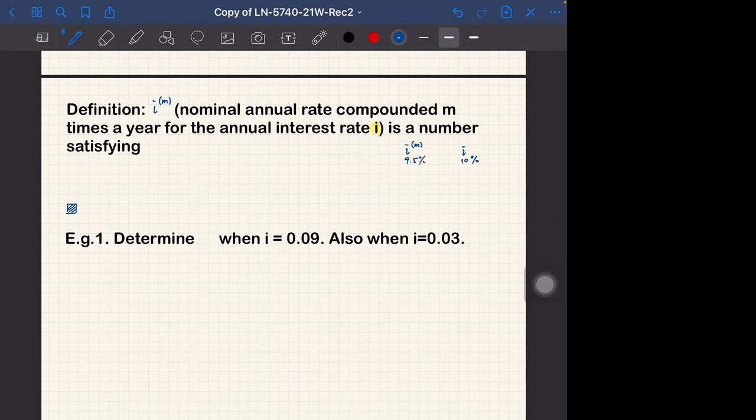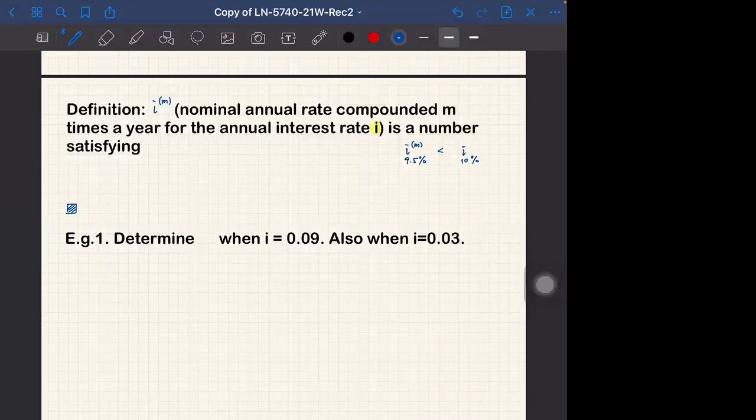Maybe 9.5%. So i superscript m compounds m times a year, so it's a little smaller than i. But i superscript m is still an annual rate, so it's comparable to i.